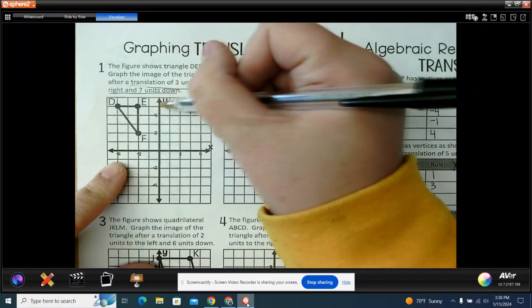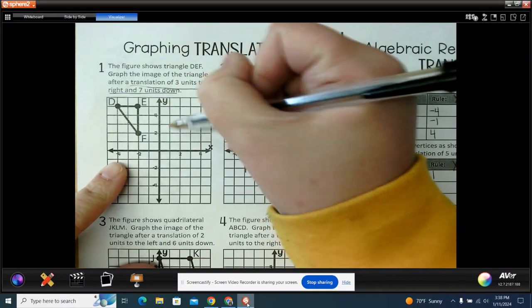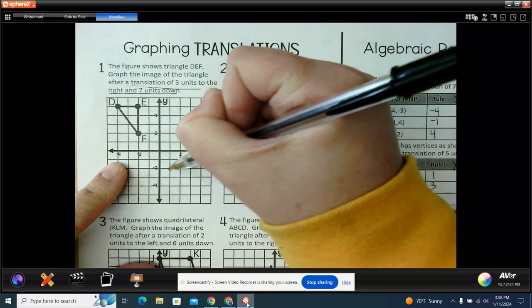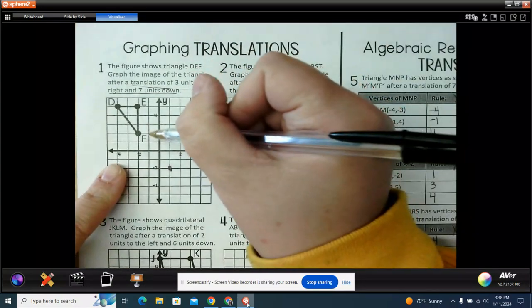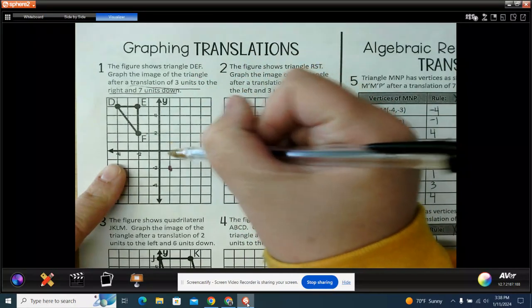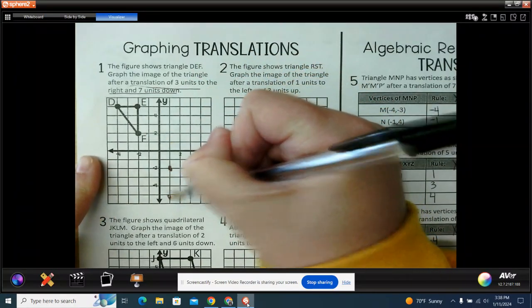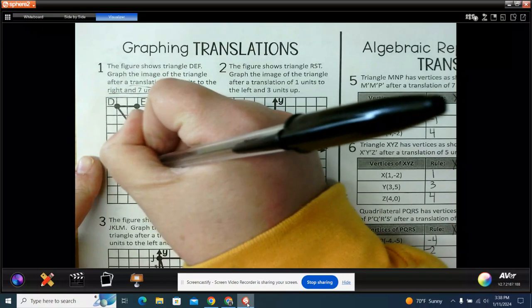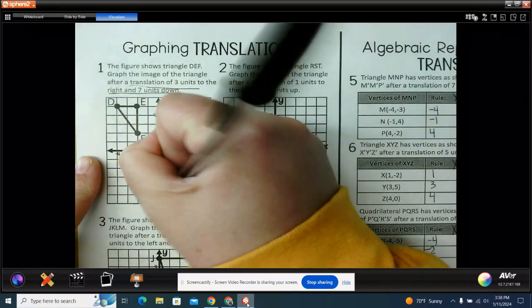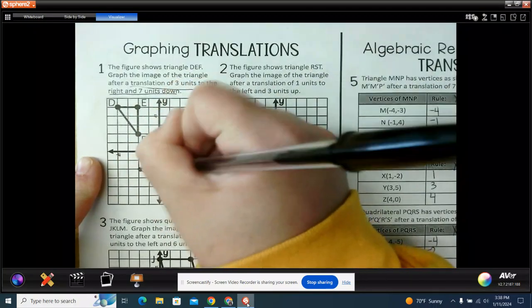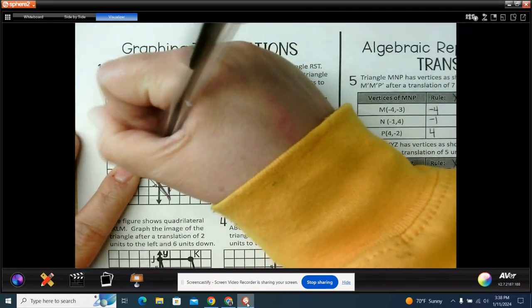So count 1, 2, 3. Down 1, 2, 3, 4, 5, 6, 7. We're going to do the same thing with all the other points. Right 3, 1, 2, 3. 1, 2, 3, 4, 5, 6, 7. So when we finish, we will have the same shape and the same size.